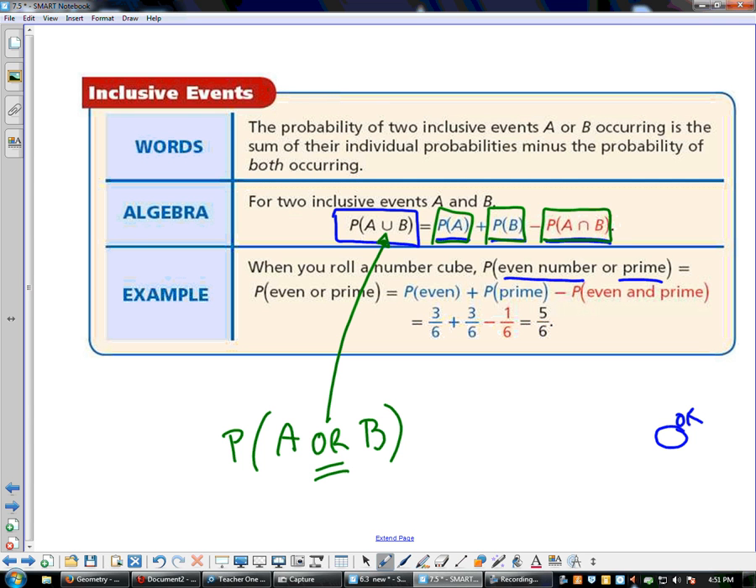So for example, when you roll a number cube, the probability that you get an even or a prime number is going to be the probability that you get an even number plus the probability you get a prime, minus the probability that you get an even and a prime. So that was 3/6 plus 3/6 minus 1/6, and that gives us 5/6. And that goes along with the example we were just looking at.